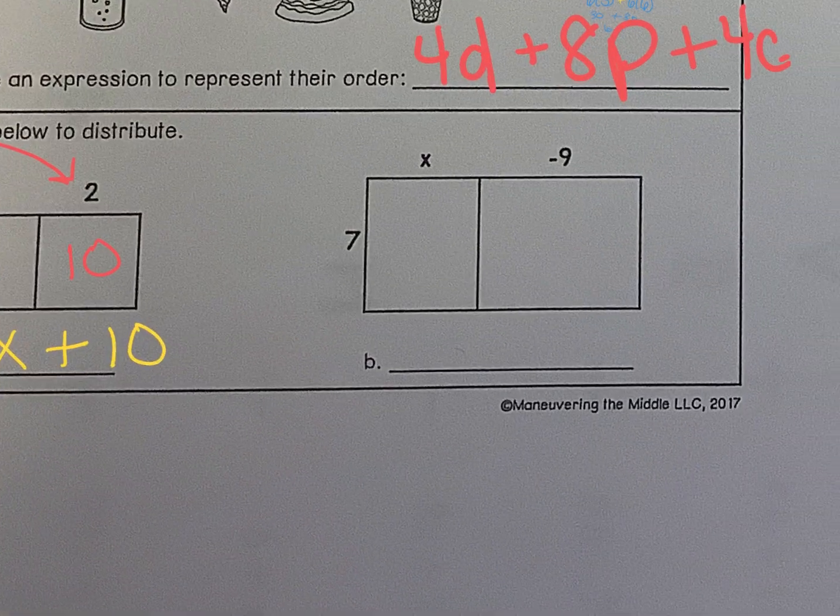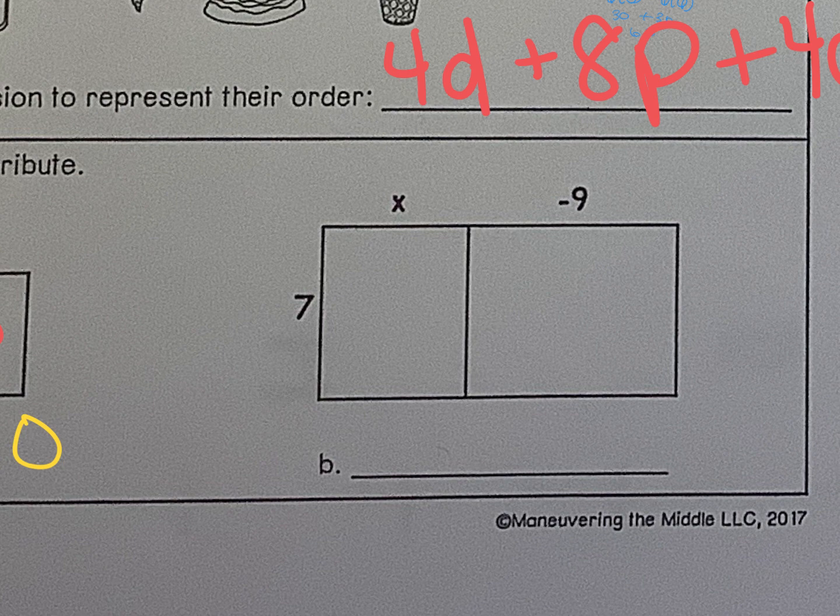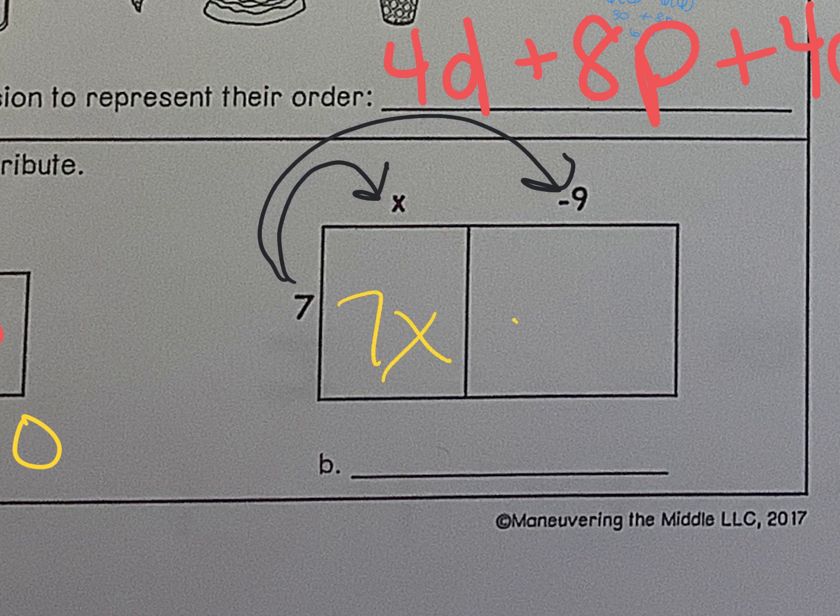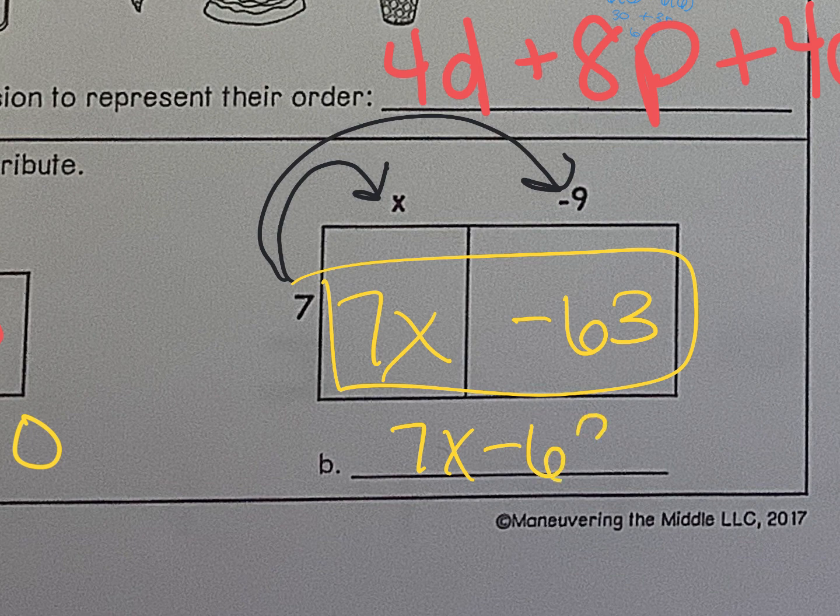Okay, let's do this one over here. 7 times x, 7 times negative 9. Okay, so 7 times x is 7x. 7 times negative 9 is negative 63. So there's your answer, 7x minus 63. Subtracting 63 is the same thing as adding a negative, so that's how it looks, 7x minus 63.